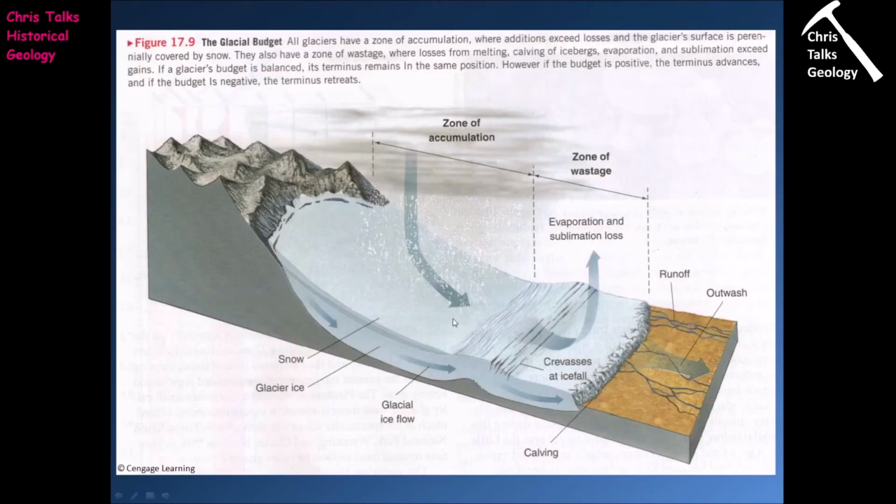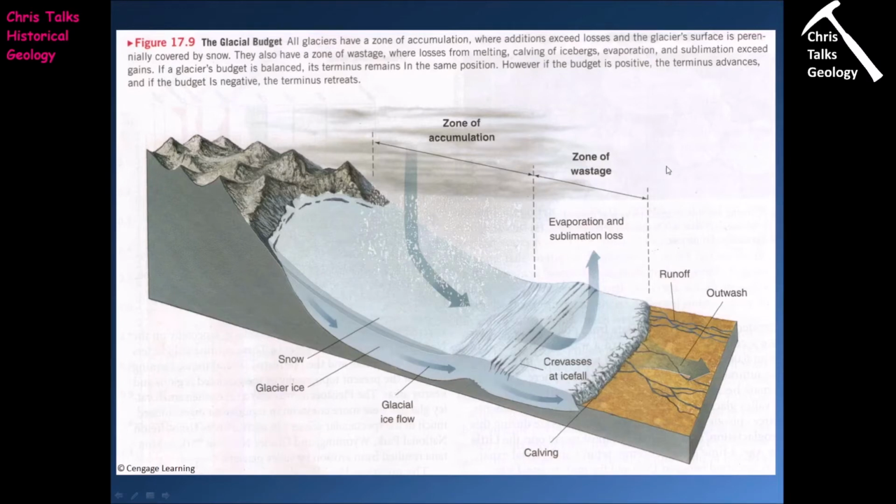So this diagram summarizes the general trend. So we have the zone of accumulation here. This is where we're building up ice and snow. Obviously, the snow gets deposited, it gets compressed, and eventually that compressed snow will form glacial ice. The glacial ice will begin to flow once we have a minimum thickness of 40 meters, and the glacial ice will naturally flow downhill under gravity.